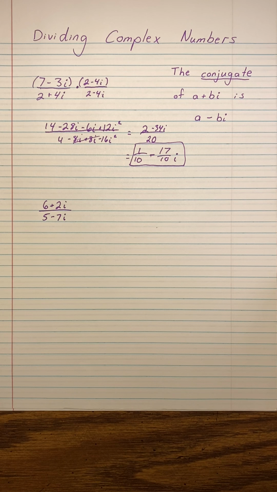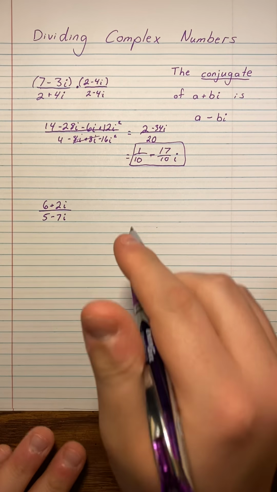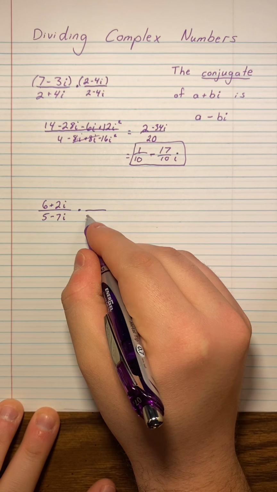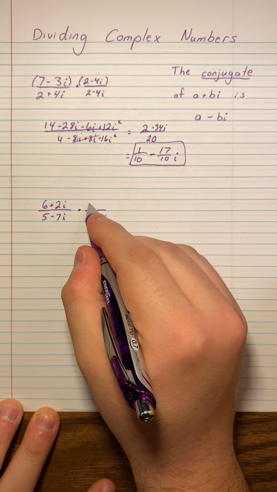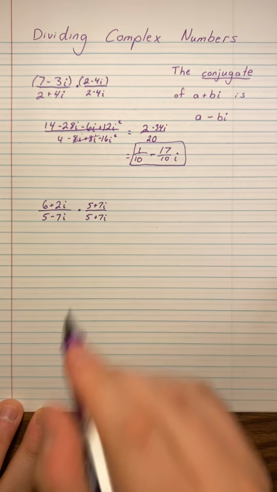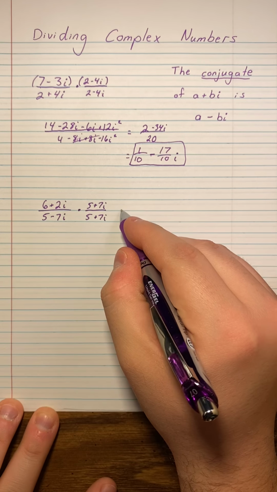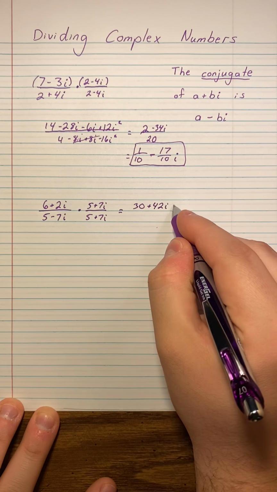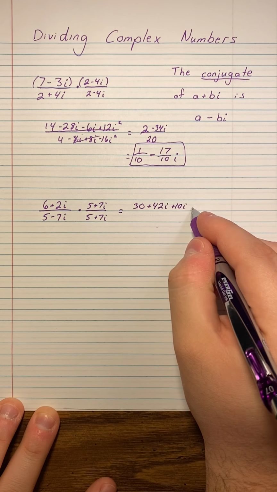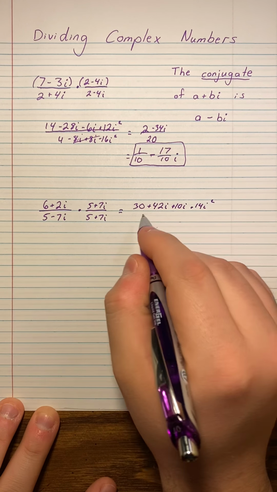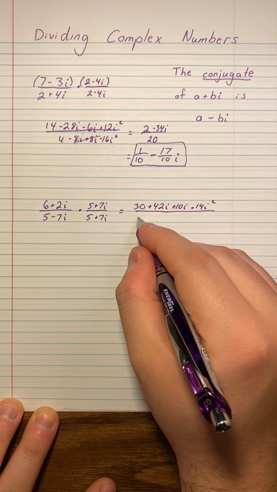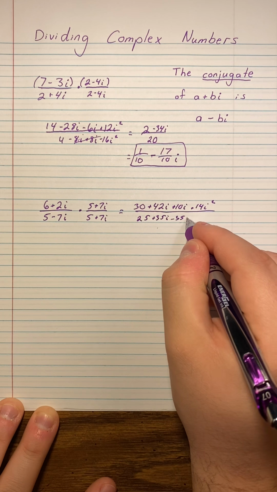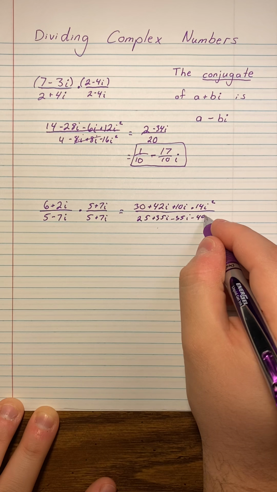All right, so you have the problem done. Let's go ahead and see how we did. In order to divide these, first thing I'm going to do is multiply by the conjugate of the denominator. That's going to be 5 plus 7i. So multiply by that on top and bottom. Then we're going to FOIL. So 30 plus 42i plus 10i plus 14i squared over 25 plus 35i minus 35i minus 49i squared.